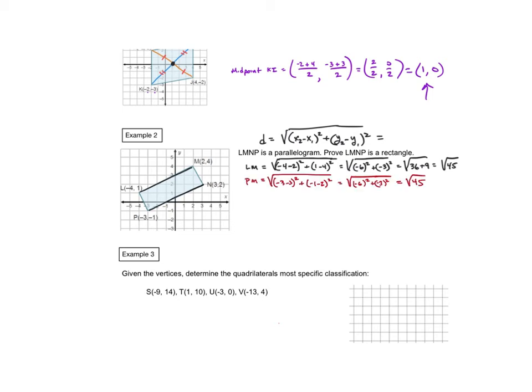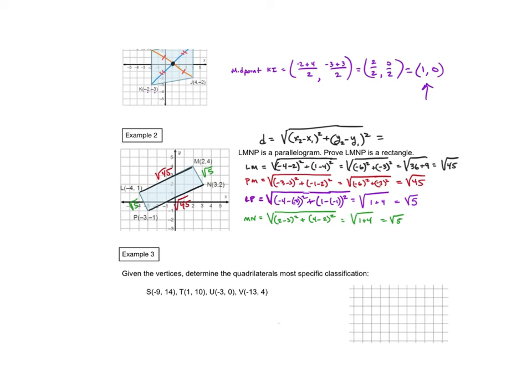Okay, so as we do, we find that we have the square root of 45 for these two sides. So those two sides are opposite and congruent. And let's do the other two sides. Okay, so as we do the distance formula for those sides, it turns out that we do have two sets of opposite congruent sides. And now that is one criteria for a rectangle.